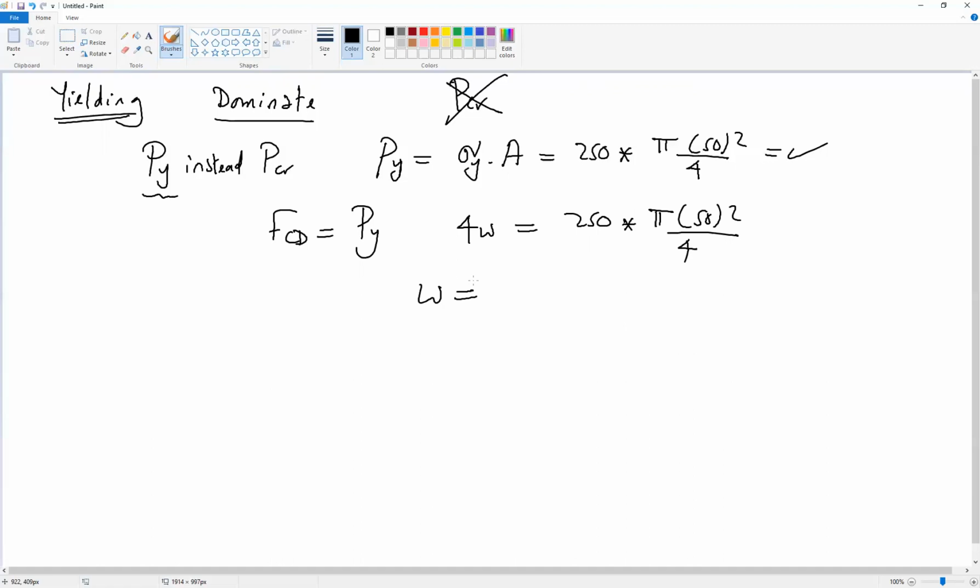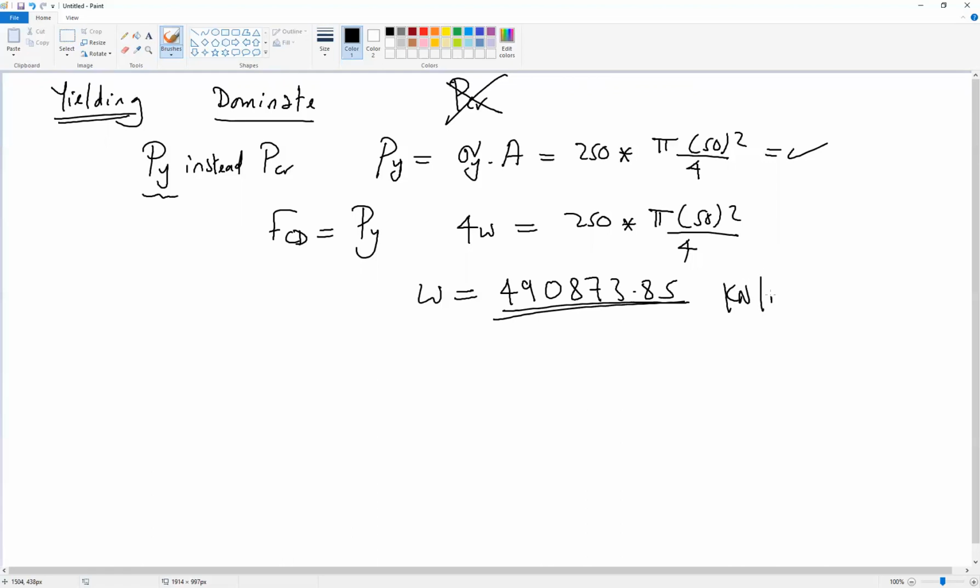It's 490,873.85. It is a very large value because the cross section is very big.